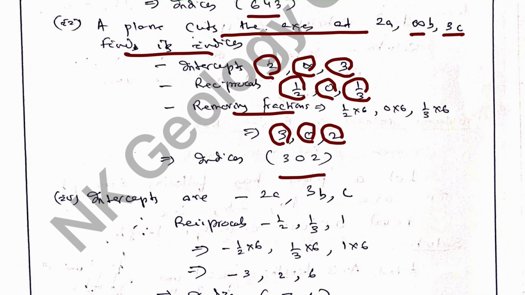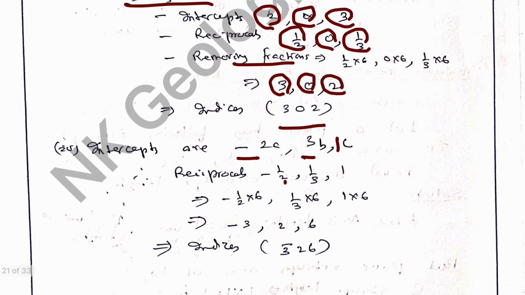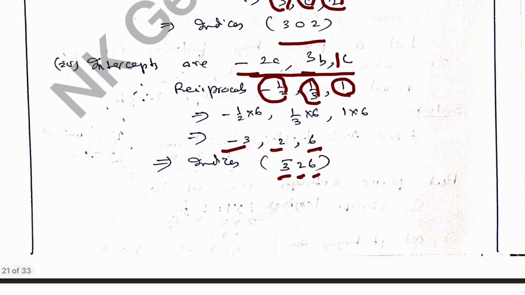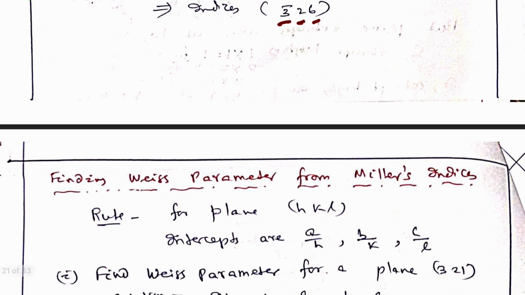Similarly, if the intercepts are minus 2A, 3B and 1C, in that case if we take the reciprocals, it becomes minus 1/2, 1/3, 1. When you remove the fractions, it becomes minus 3, 2 and 6. So indices are 3 bar, 2, 6. These are the Miller's indices for a face having intercepts minus 2A, 3B and 1C. So this is how we derive the indices from the Weiss parameters.